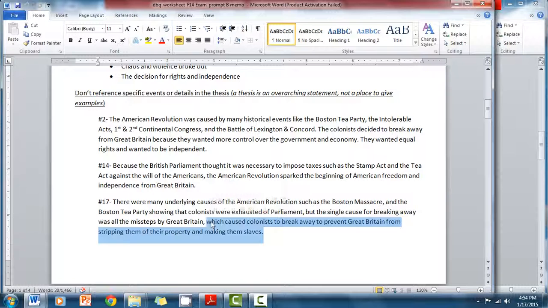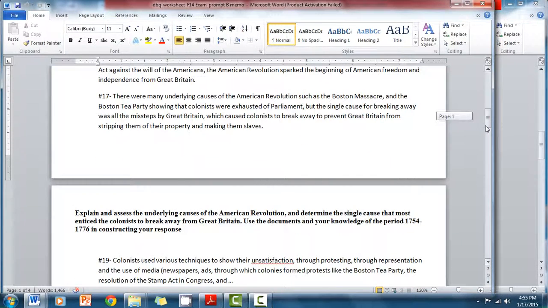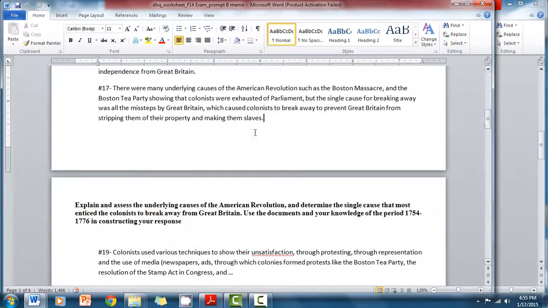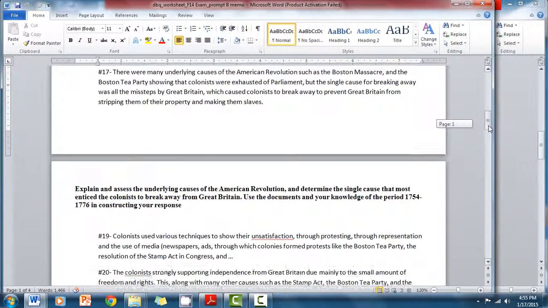Because the colonists wanted to break away to prevent Great Britain from stripping them of their property and making them slaves. All right, so I don't really know the details of this, or where we are getting this insinuation from. But the prompt asks to assess the causes and not the hypotheticals. So this is just all potential or hypothetical, maybe from a person's perspective, but it doesn't speak to the specific causes.